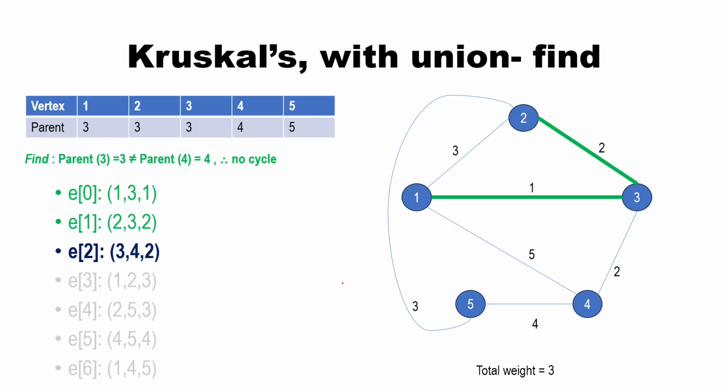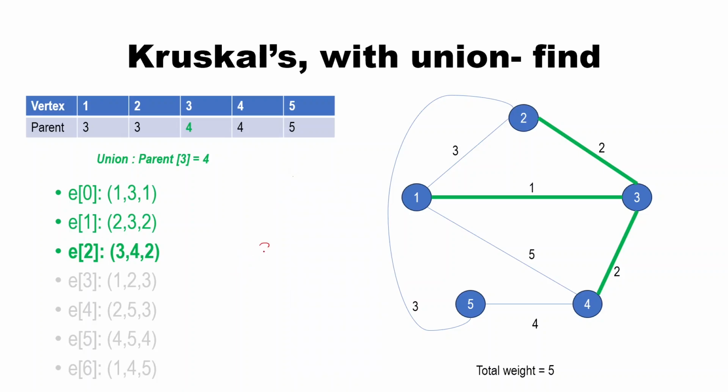Okay, so parent 3 is 3, parent 4 is 4. They are not the same, so no cycle. So, we can add the edge to our answer. And total weight will also get updated to 5. We'll perform union. Now, when we perform union over here, when we add the edge 3 to 4, so this is what is happening right now.